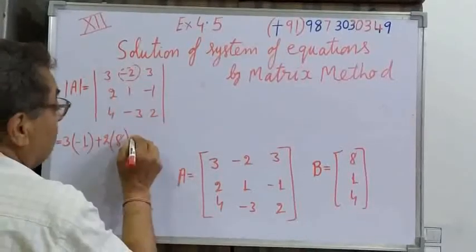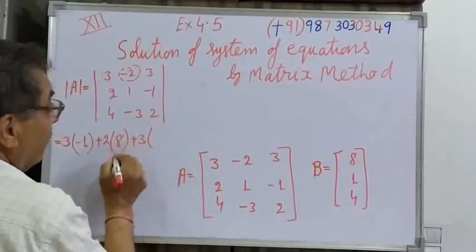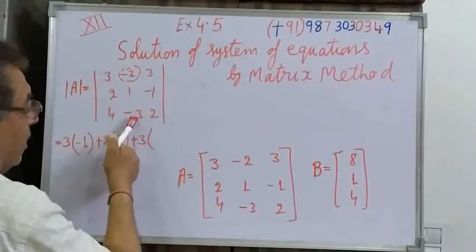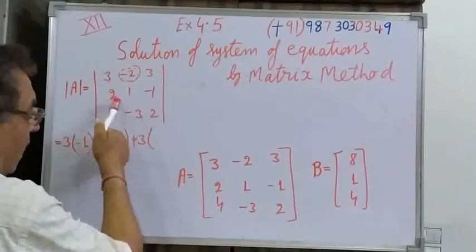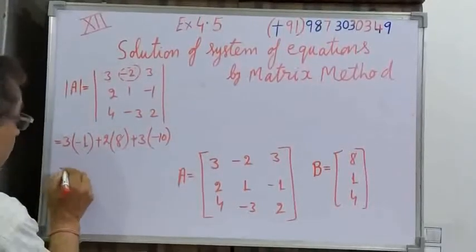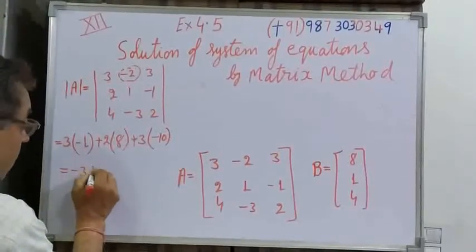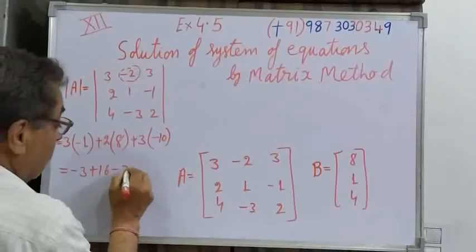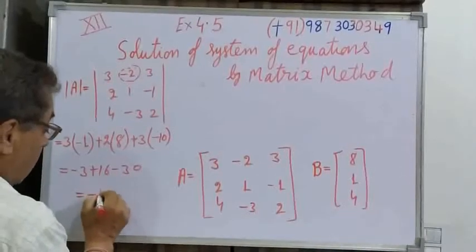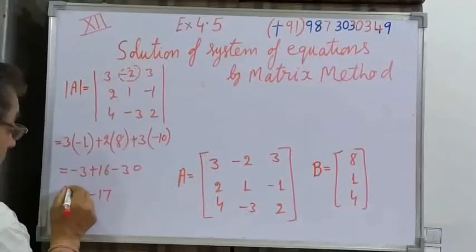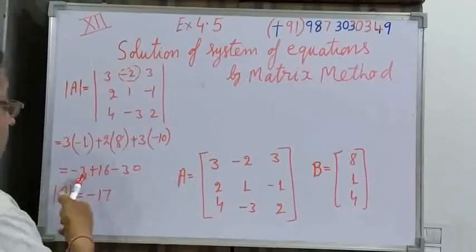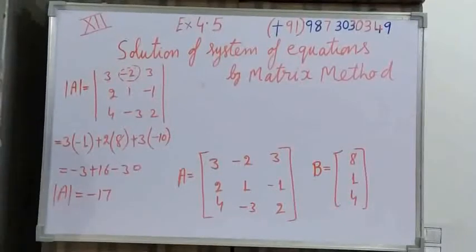After this, go for the plus 3, start the bracket, hide this column and the first row: 2 times minus 3 is minus 6, minus 6 and minus 4 gives minus 10. So the value of the determinant comes to be minus 3 plus 16 minus 30. From minus 3 minus 30, that is minus 33, plus 16, we get minus 17.